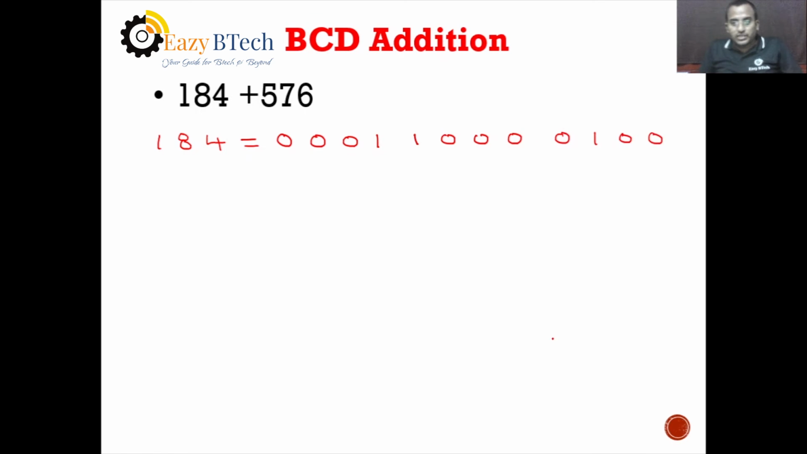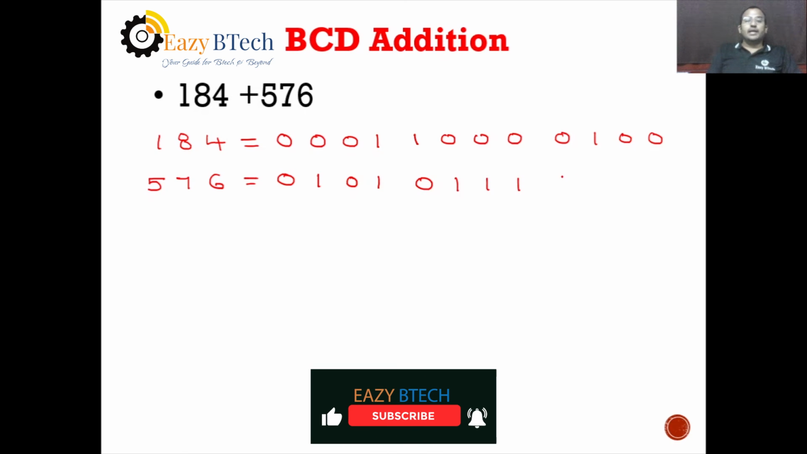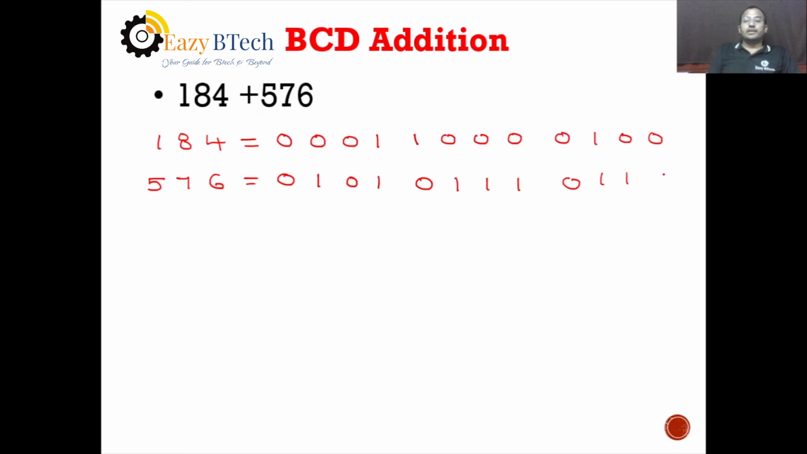There are two numbers given, 184 and 576. First we will represent 184 in BCD format: 0001, and 8 means 1000, 4 means 0100. So this is the first number. Next 576. This also we represent in BCD format: 0101, 7 means 0111 and 6 means 0110.